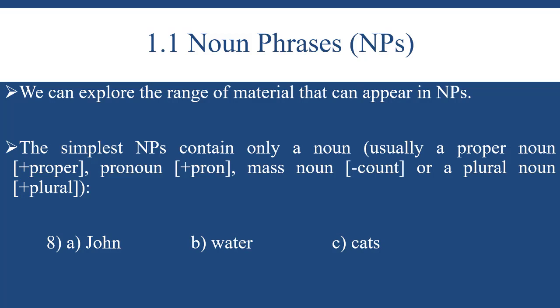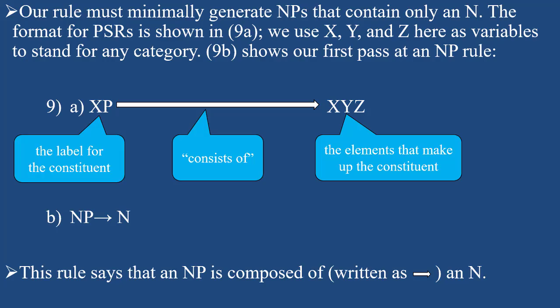We say, for example, plus proper, or plus pronoun, or minus countable, mass, or plural noun, for example, plus plural. So, for example, in 8 we have John. John is an NP which consists only of a noun, which is a proper noun. B, water. C, cats. So these are NPs, and they consist of only one word, which is a noun. So in an NP, we may have only one noun.